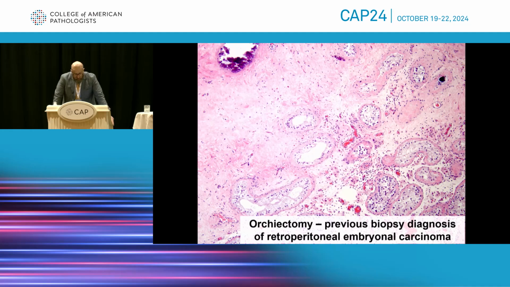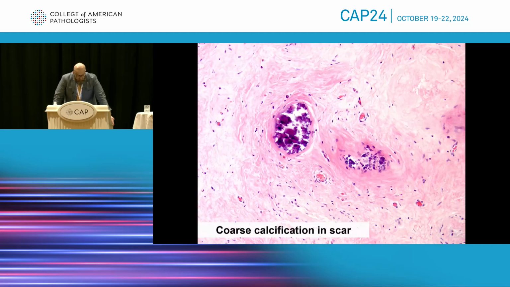This is a patient who had been diagnosed in a biopsy with metastatic germ cell tumor, and then upon orchiectomy, we just have seminiferous tubules here. You might be able to make out some germ cell neoplasia in the lower right, and then a big chunky calcification in the upper left. And I'll show what we think is the significance of that calcification. So here's a chunky calcification in the scar area.